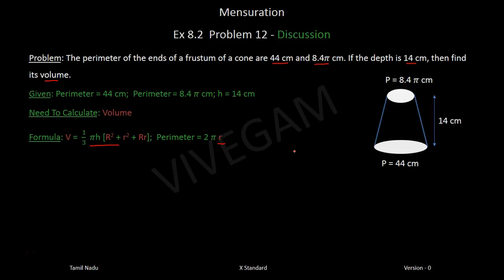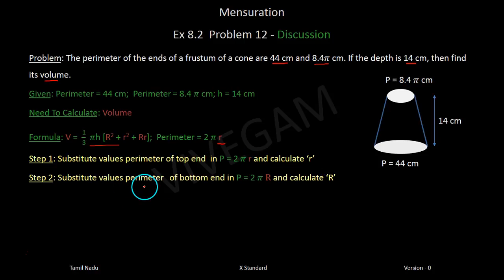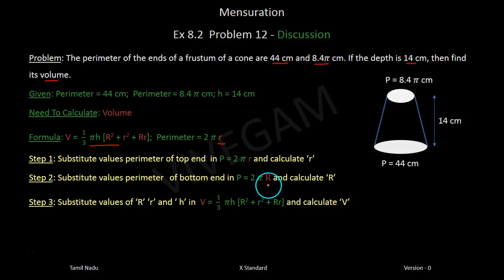Now let's summarize the steps. Substitute the value of the perimeter of the top end, which is 8.4 pi, in P equal to 2 pi r and calculate the small r. And substitute the value of the perimeter of the bottom end in P equal to 2 pi r and calculate big R. In this case the perimeter is 44 cm, and when you put 44 cm you will get the capital R, which is the bigger radius. Once we know small r and big R, substitute those values and the height in this formula to get the volume of the frustum. Let's pause the video here, try to work the problem on your own, and come back and check your work with the solution.